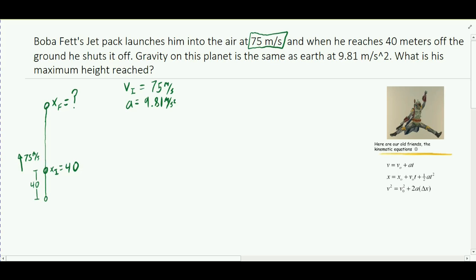So let's continue. We have our kinematic equations over here. Which kinematic equation should we use? Hopefully you guessed the third one, the timeless equation, because we do not have time in this problem. So the equation that we want to use is VF squared equals V initial squared plus 2 times the acceleration times delta x, which is just going to be x final minus x initial.